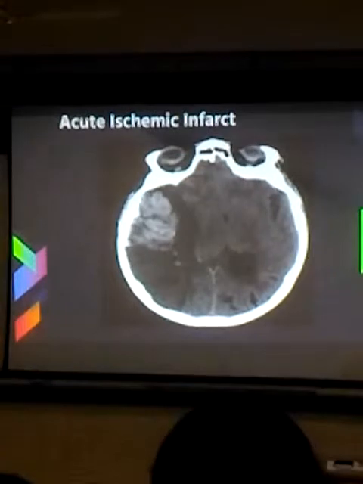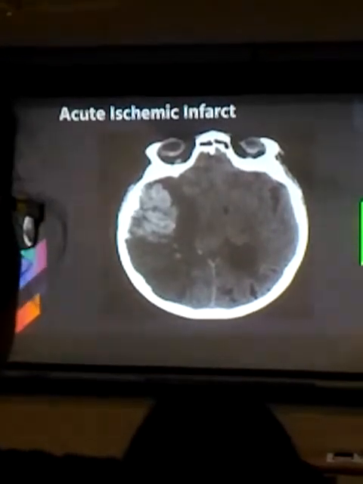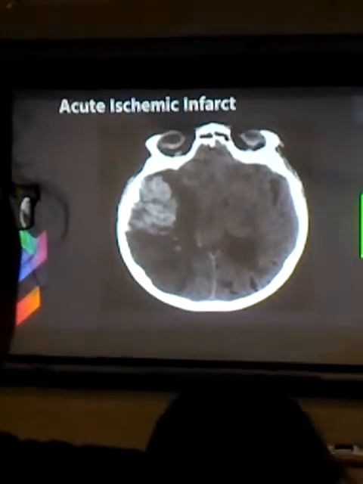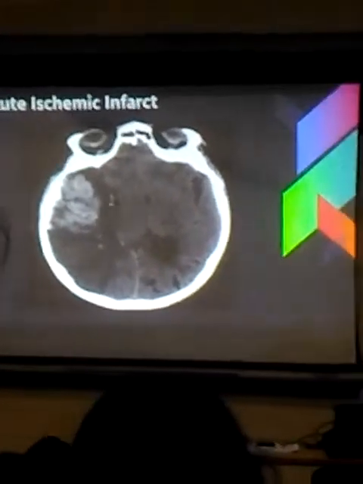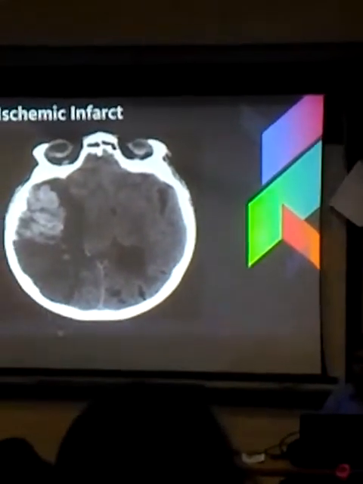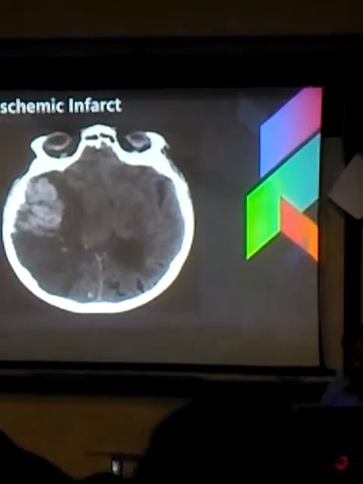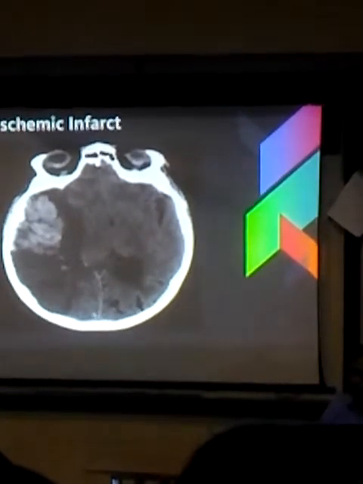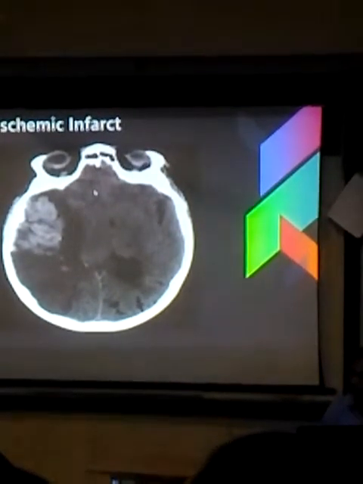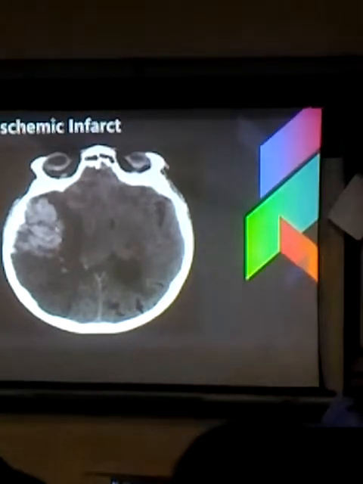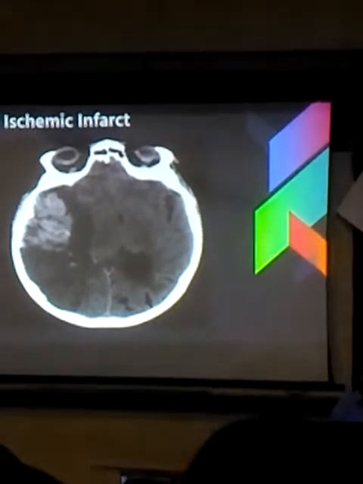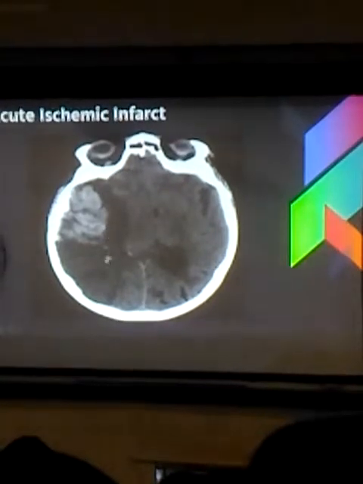What are the characteristics of an infarct? An infarct should conform to a vascular territory. Right? This is conforming to a vascular territory. This is the right middle cerebral artery territory. See, this parenchyma is spared here. PCA is spared. This ACA is spared. MCA. Plus, if this was a bleed, is it possible that this could be edema?